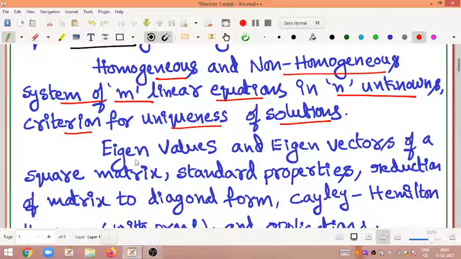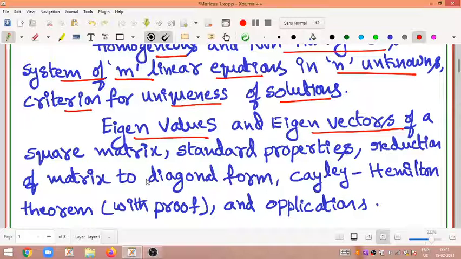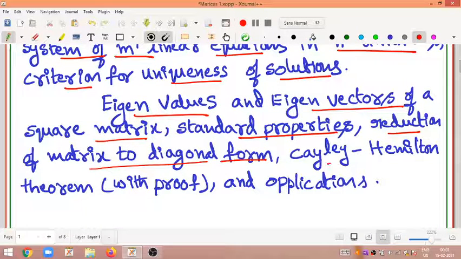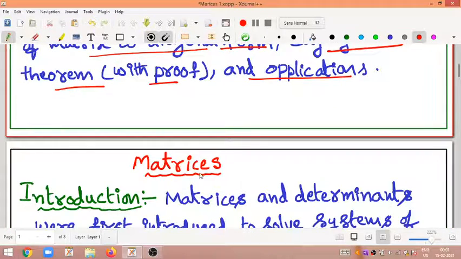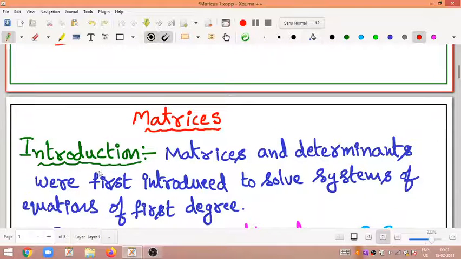Next, eigenvalues and eigenvectors of a square matrix. Next, standard properties and reduction of a matrix to a diagonal form. Next and last one, Cayley-Hamilton theorem with proof and its applications. This is our syllabus for the matrices, which is under BSc of Tumkur University. Now comes to the matrices. So, introduction.